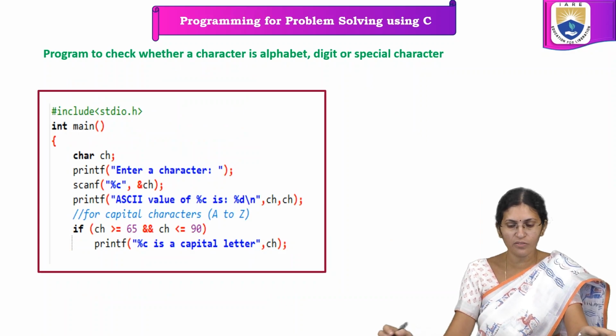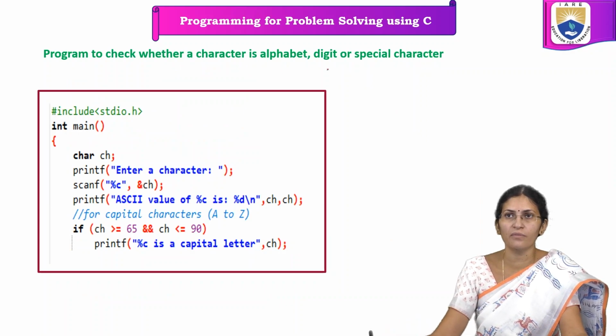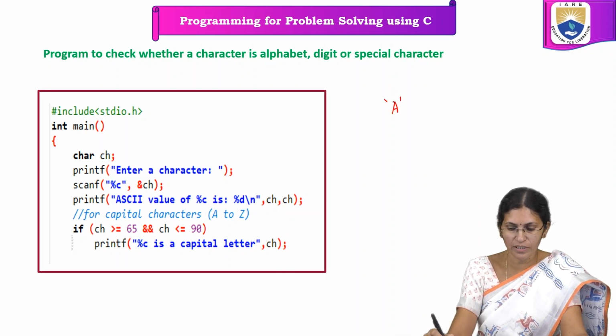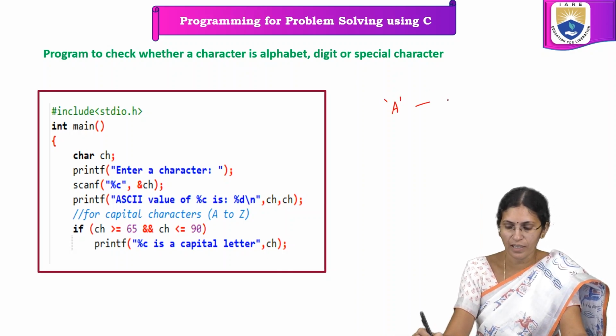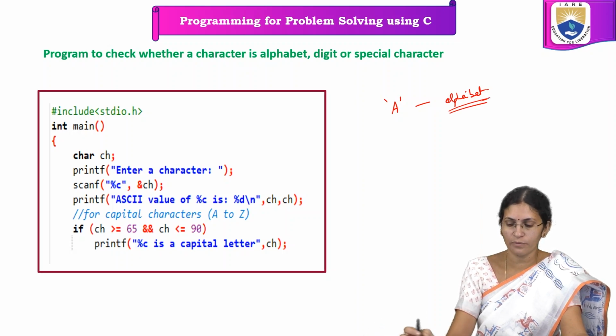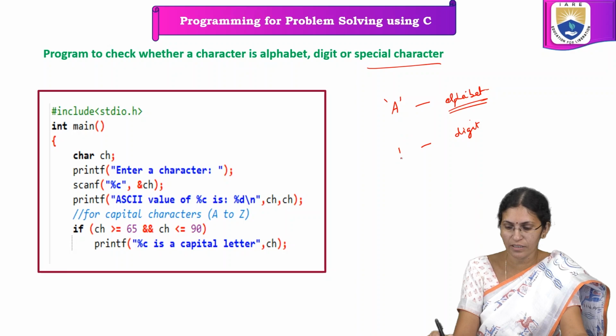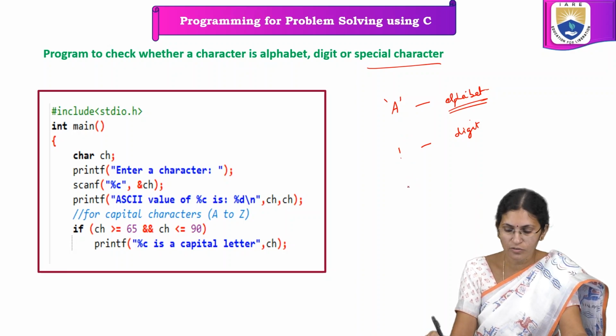So the next program is to check whether the given character is alphabet, digit or special character. Suppose the user is entering capital A. It is an alphabet, so the output should be alphabet. If the user is entering 1, then the output should be digit. If the user is entering something other than alphabet and digit, it should be a special character. Suppose the user is entering comma, then it should be a special character.